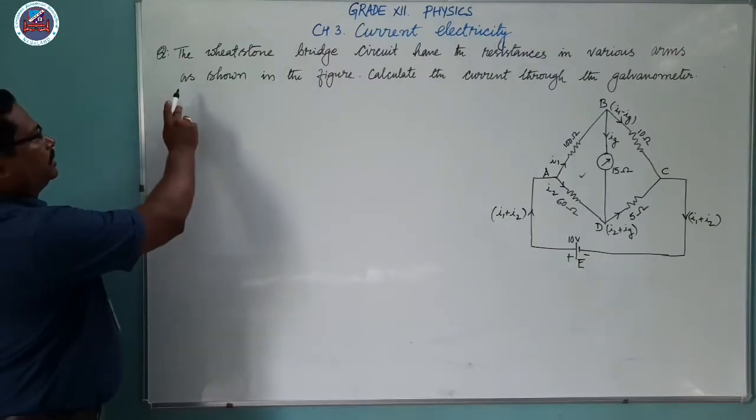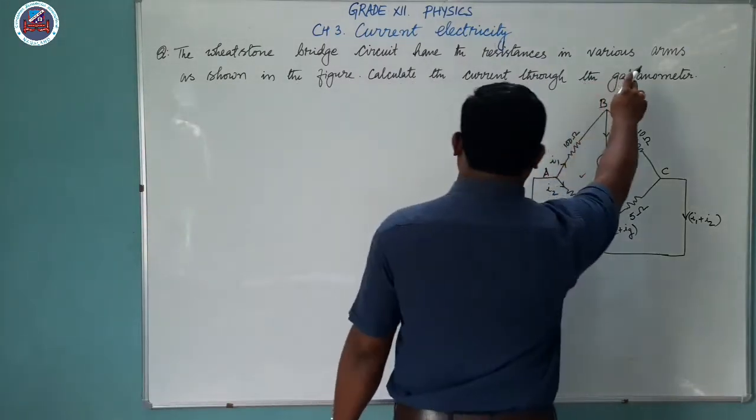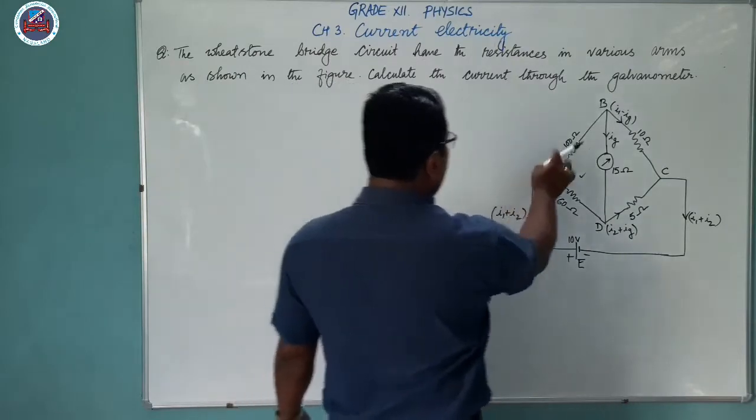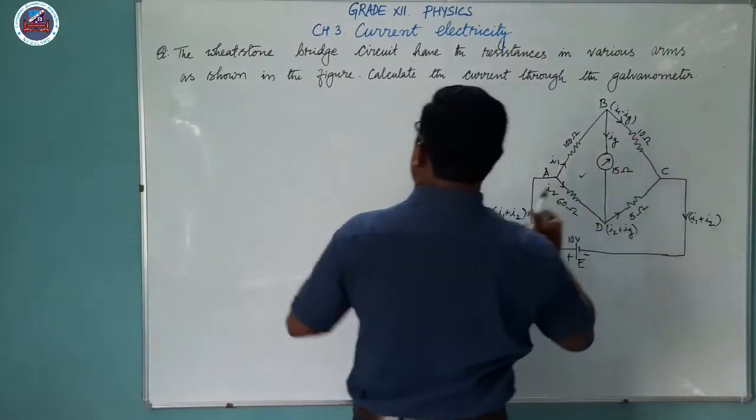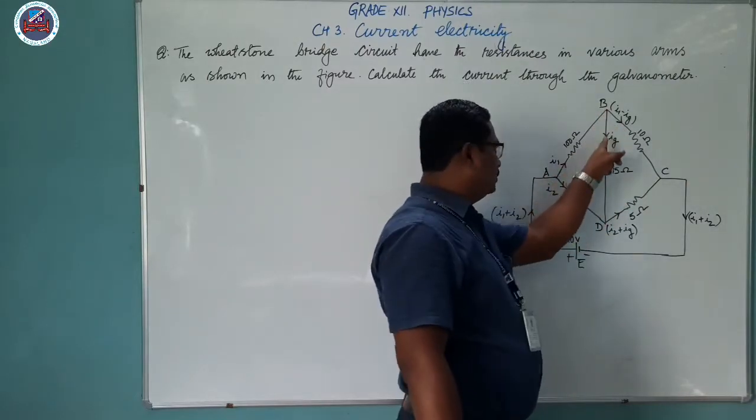Let us solve this question. The Wheatstone bridge circuit has the resistances in various arms as shown. This P, Q, R and S. Calculate the current through the galvanometer. You have to find the current through the galvanometer.